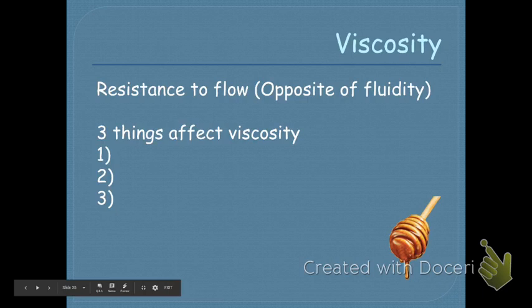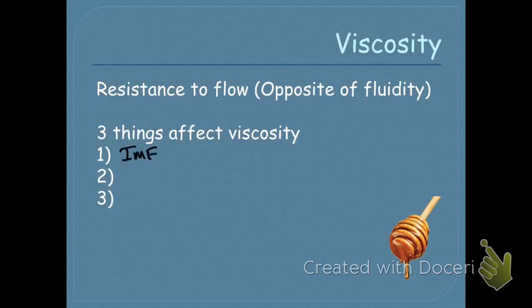Viscosity is the opposite of fluidity. And so there's three things that affect viscosity. First is IMF. Now think, if it has greater IMF, what would happen to viscosity? Well, we know viscosity is the opposite of fluidity, right? And so if they had a greater IMF or greater attraction amongst each other, they would be more viscous, meaning they wouldn't move, or there'd be resistance to flow or fluidity.